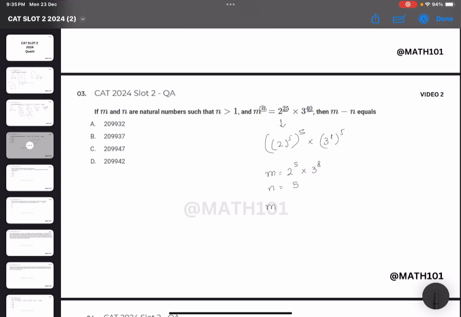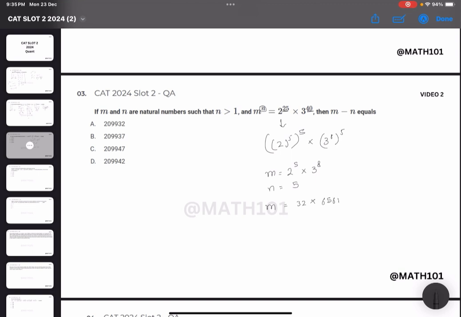So we get m is equals to 2 to the power of 5 is 32 into 3 to the power of 8. 3 to the power of 8 is 81 into 81, which is equals to 6561.